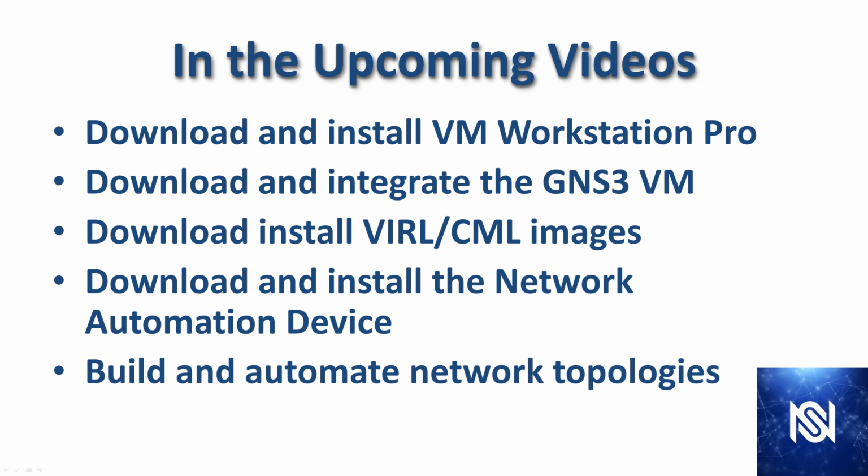We're going to download VM Workstation Pro. We're going to download and integrate the GNS3 VM. Then we're going to go get the virtual images. We're going to download and install the network automation device and build and automate network topologies. By the end of the next video, we will be executing Ansible commands.